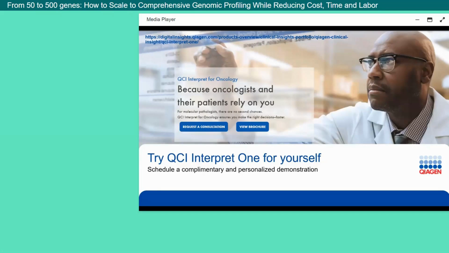Okay, thanks for the information. Next up is, how are the oncologists involved in the process validating the clinical evidence in the interpretation summaries?